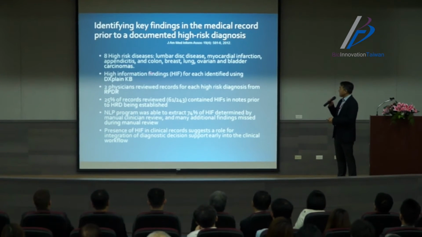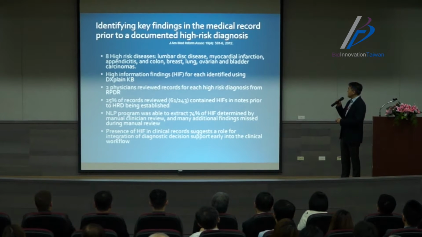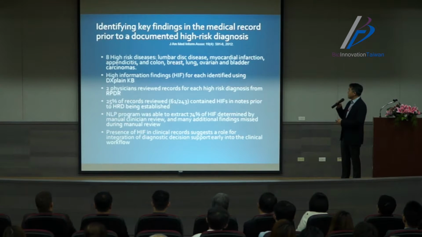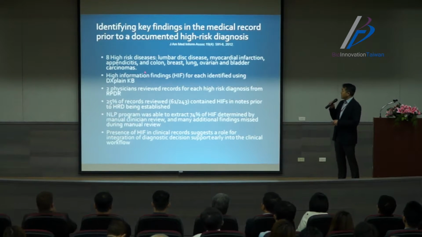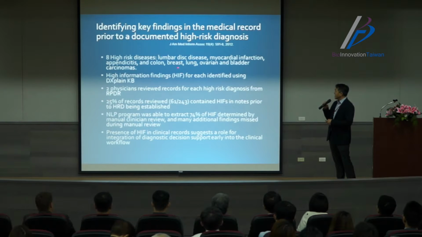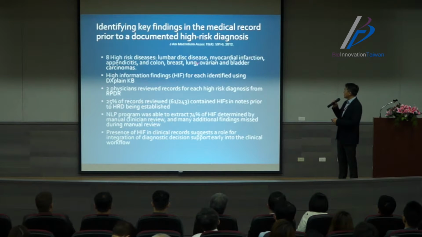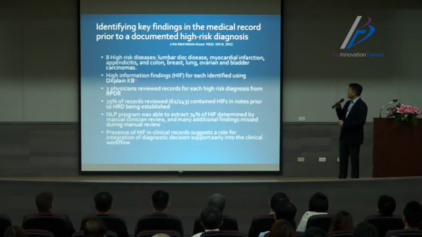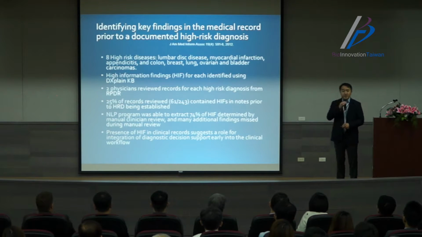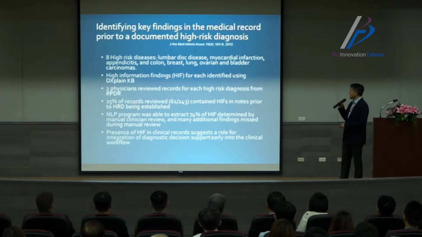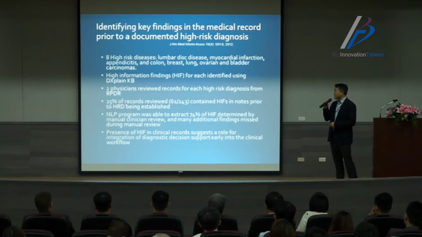And we said, well, let's find what are the high information findings for each disease in DXplain. So what that means is certain findings that, if you have them, would really make you think of, say, colon cancer or lung cancer. And then we had 2 physicians review records of these high-risk diagnoses from the RPDR, again, that database that we already have. And it turned out that about 25% of those records reviewed contained these high information findings in the notes of the clinicians prior to that diagnosis being established, right?